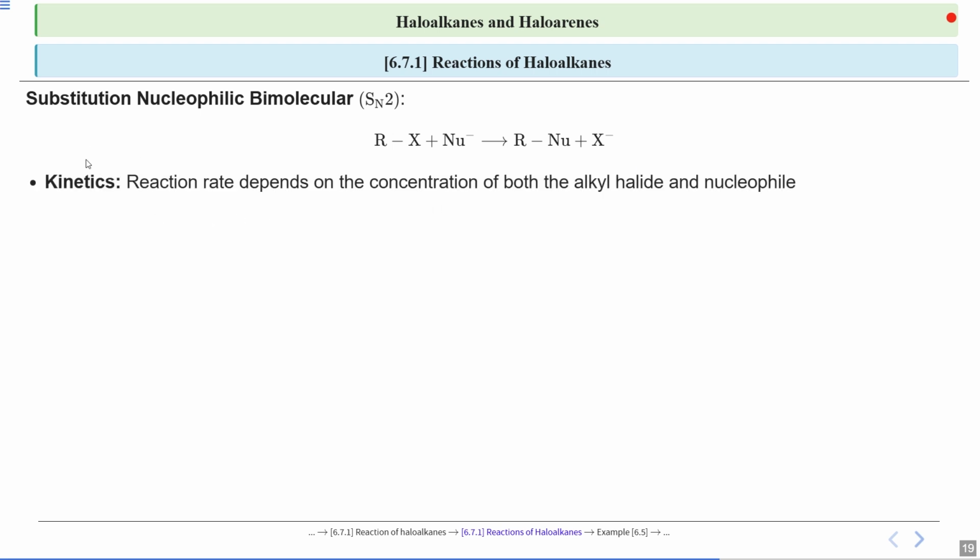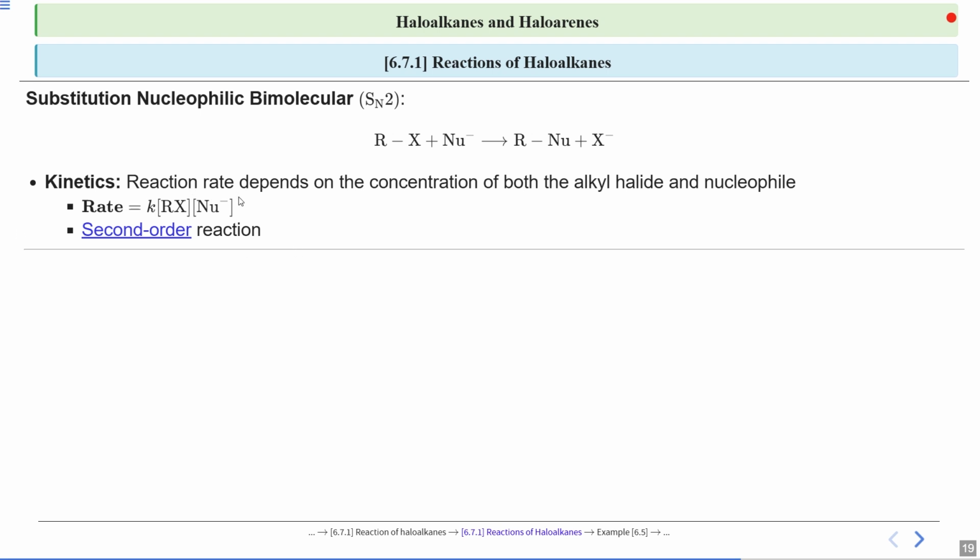Kinetics. So the kinetics is that the reaction rate depends upon the concentration of both alkyl halide and nucleophile. Here in this SN2 reaction, the reaction rate depends upon the concentration of alkyl halide and nucleophile both. So the reaction rate, if you write it, will be k, the rate constant, times RX, that is your alkyl halide concentration, multiplied by the nucleophile concentration. So the order of the reaction will be second. So it is a second order reaction.